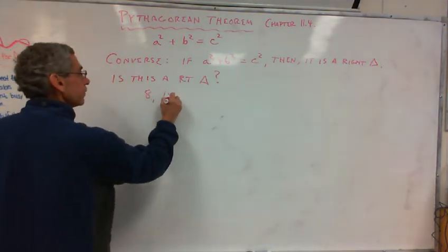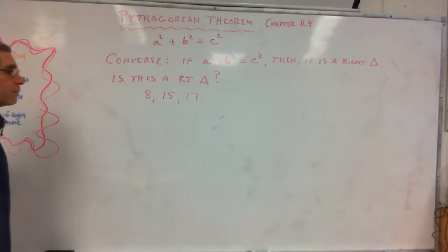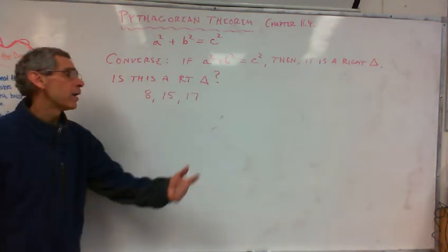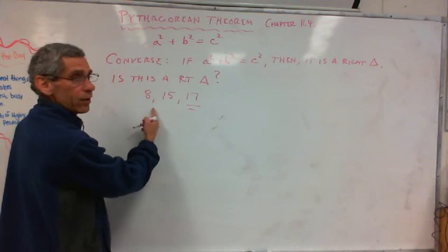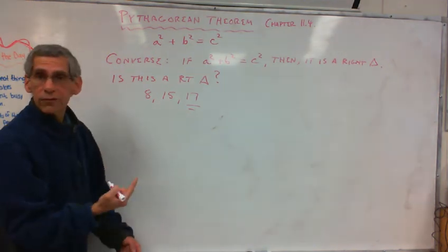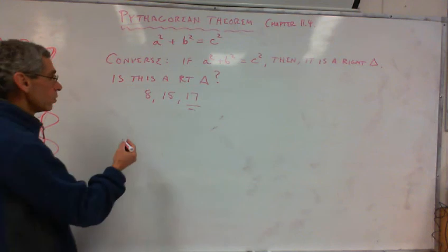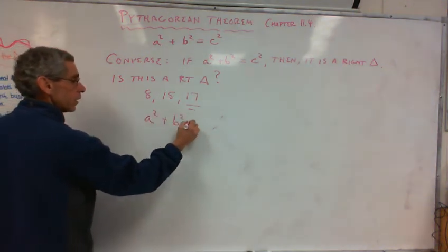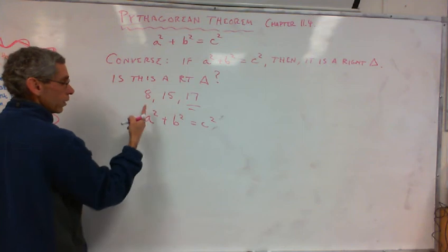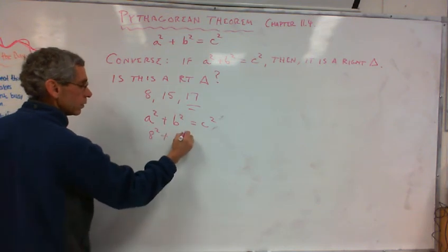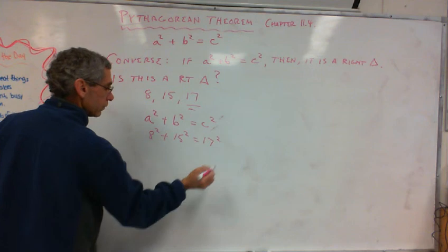How do I know which one is which? The hypotenuse is always the longest, and it doesn't matter which one is a and b. It's only the hypotenuse that you have to be sure you get right. So we immediately know a squared plus b squared equals c squared. I'm going to plug in 8 squared plus 15 squared equals 17 squared.